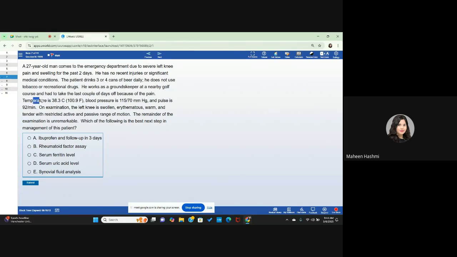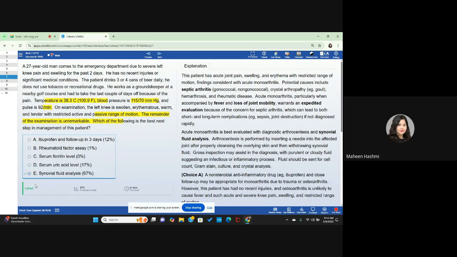Temperature is high, blood pressure and pulse are okay. The left knee is swollen, erythematous, warm and tender with restricted active and passive range of motion. Which of the following is the best next step? Synovial fluid analysis. Very good, somebody's been paying attention. Whenever a patient with arthritis comes to you, what is the first thing you do? Get arthrocentesis, and then go through the disease.